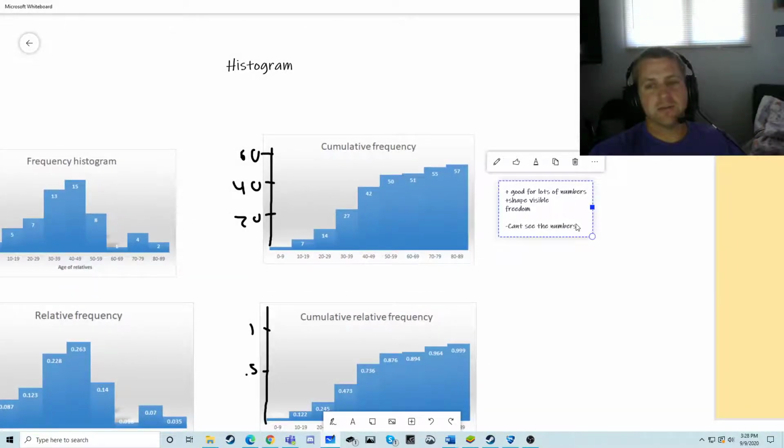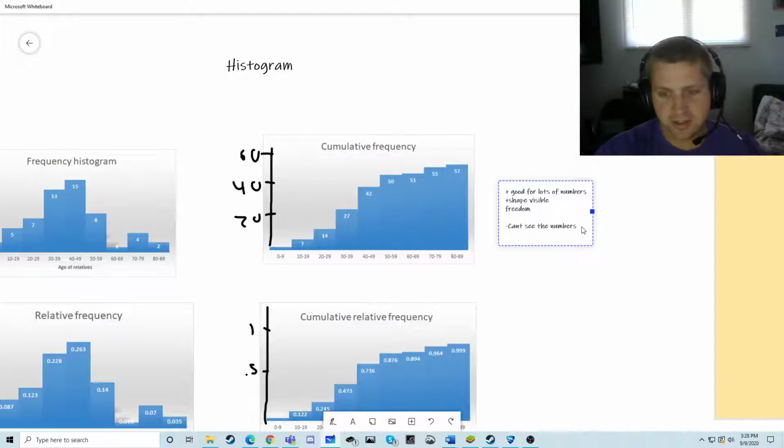So not seeing the numbers means you cannot see the summary statistics. You can't find a median. You can't find a mean. You can't find an exact range. You can get close, somewhere between 0 and 89, but I don't know if it's like 9 through 81, or maybe it's 1 through 85. I don't know, because you can't see the individual points per bar. So it comes with a few downsides. You also can't see how many data points there are.